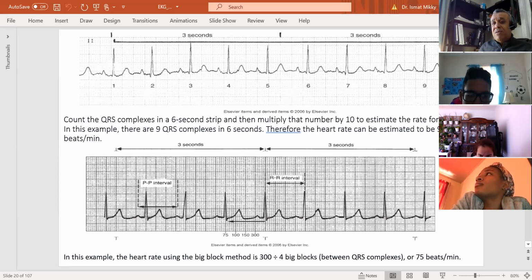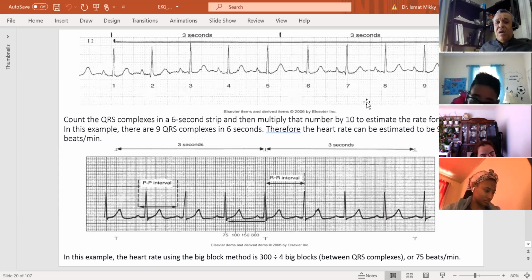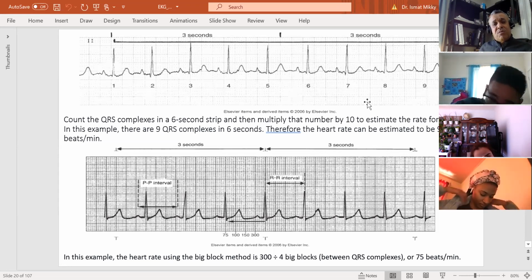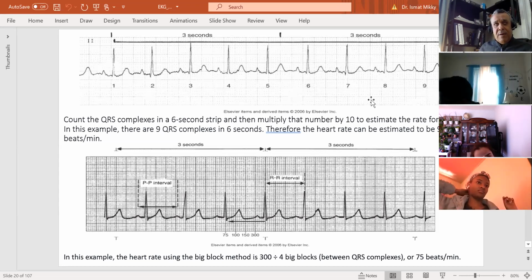So I would not ignore the 3 small boxes because that's very close. When you use this method of heart rate calculation, it's not going to give you the exact heart rate of the patient, but it's going to provide you with an approximation, an estimate of the patient's actual heart rate.